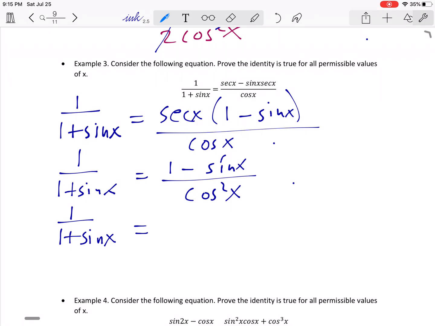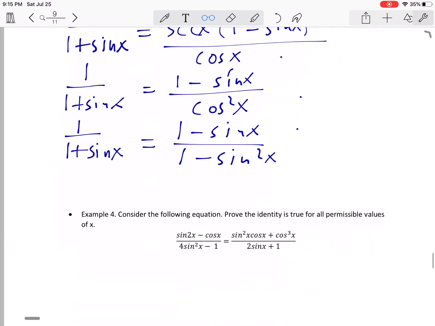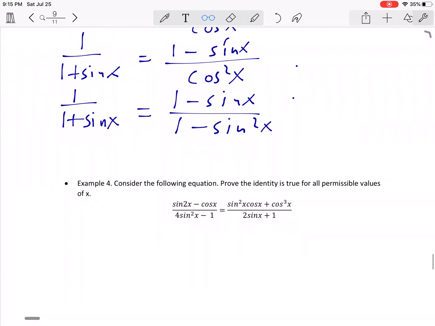And then what you have here is 1 minus sine x on the top. The cosine squared x at the bottom, you can change that with a 1 minus sine squared x. Okay, so again, using your Pythagorean identity. And next, you've got 1 plus, so we haven't done anything to the left-hand side. Notice we've kept it the same.